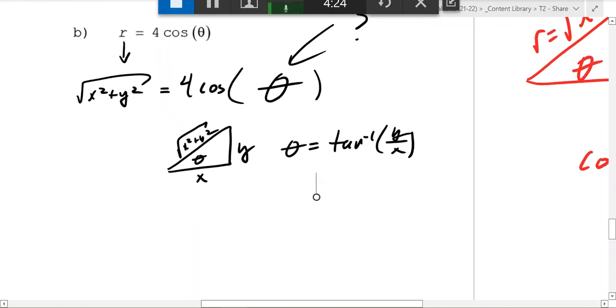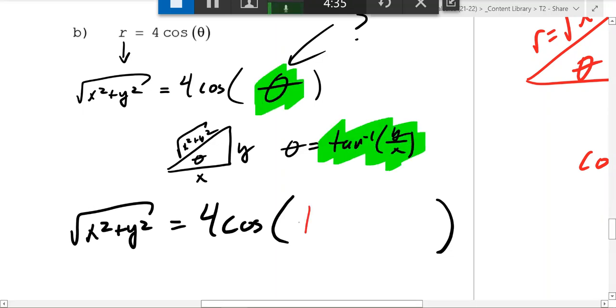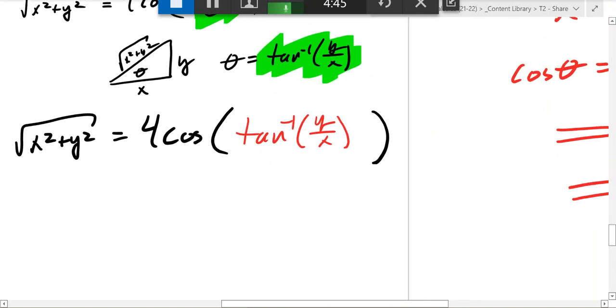This looks like it's going to make it worse. Well, have faith. It does for a second. So what you end up with is cosine, and instead of theta, we have tan inverse of y over x. Now, that should make you feel a little bit nervous. What is tan inverse of y over x?